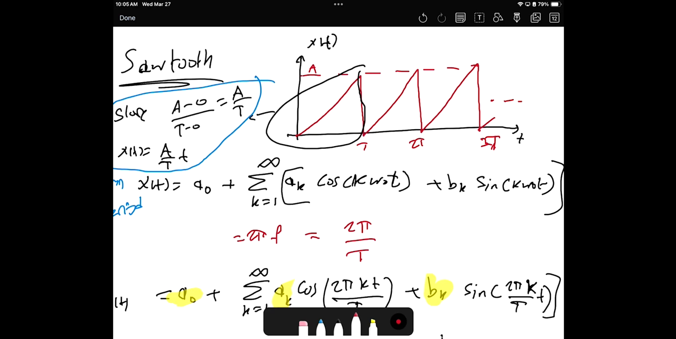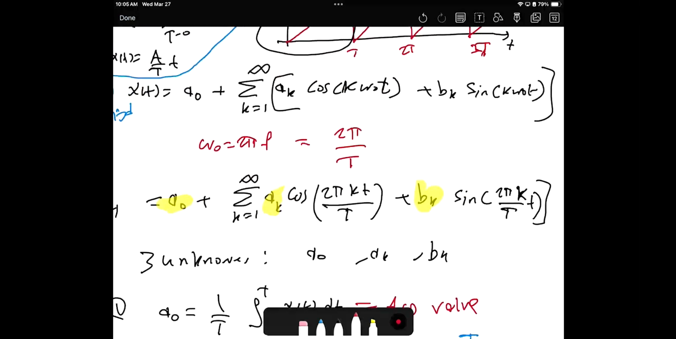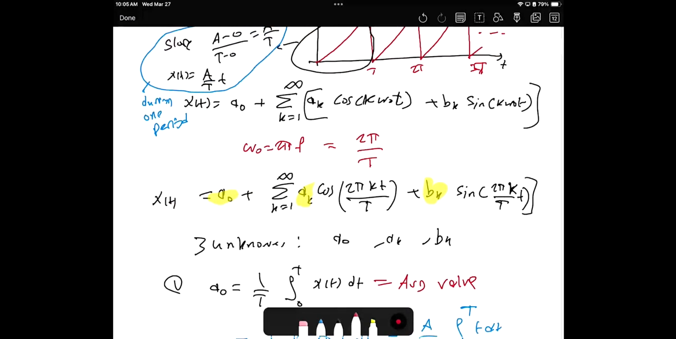Then we rewrote x of t by substituting omega naught with 2 pi over T. So this is the overall expression: x of t equals a naught plus the sum of a k, b k, and so on, where k is from 1 up to infinity. It's an infinite series, and T is the period. In this question, T is not given as a number, so just keep it as T. We have 3 unknowns: a naught, a k, and b k. So the question is how to calculate these 3 unknowns.